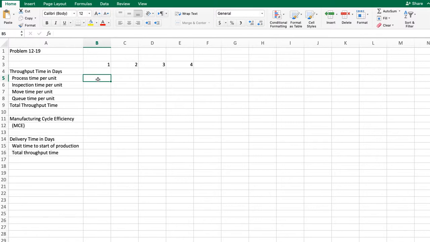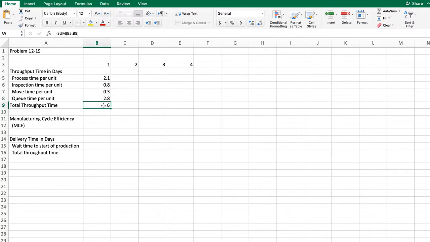And throughput time, I've already put our information in here that we will need, and we're going to do it for months 1 through 4 because we're looking for a trend. And so we start with our process time per unit, and this is average per month in days, and so we've got 2.1, and I'm pulling this information straight from the problem. I've got inspection time is 0.8, and again this is average per month in days. And then we've got move time per unit, which is 0.3, and then we have queue time per unit, which is 2.8. So if we add all of those together, we have our total throughput time.